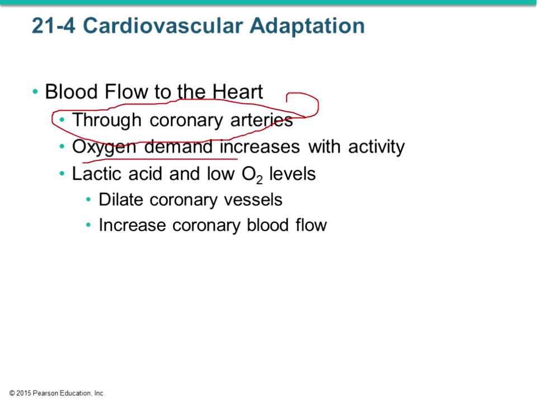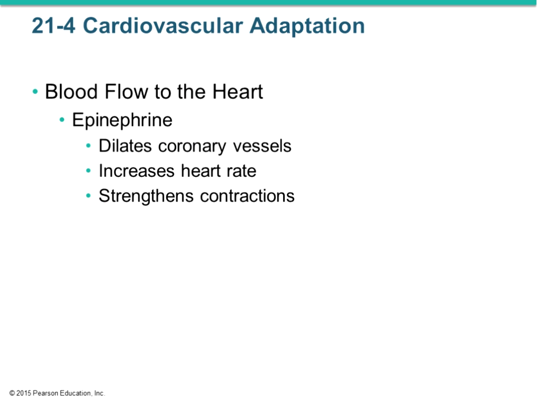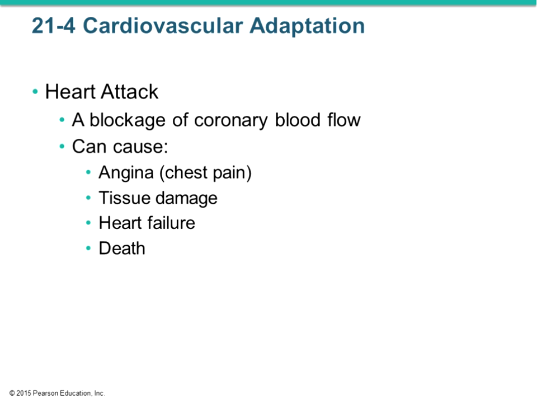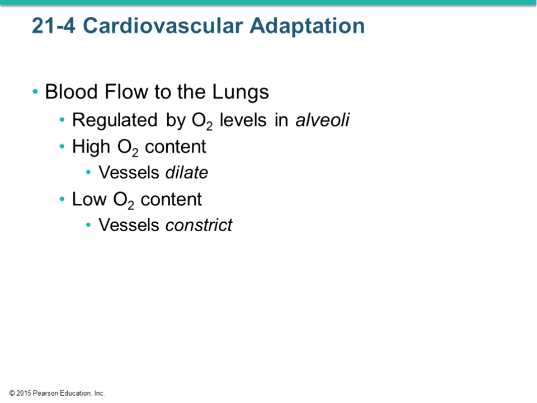Blood flow to the heart, of course, is very important through those coronary arteries that you guys are currently learning. Oxygen demand is going to go up. The more you're working, right, the more the heart's going to be working to pump blood throughout your body. So it needs oxygen. And so you'll see dilation of those coronary vessels to increase coronary blood flow to meet those demands that are occurring. Epinephrine can dilate coronary vessels, increasing heart rate as well as strengthening contractions. You know that is a sympathetic neurotransmitter that can impact that. And so a heart attack, obviously, just like we saw in stroke, is a blockage of blood flow to the heart, right? And you can see we talked a lot about these things already with chest pain, tissue damage, heart failure, but ultimately could lead to death as well.